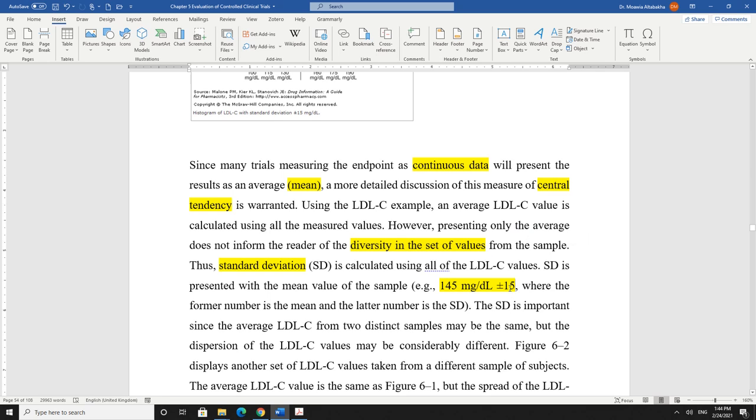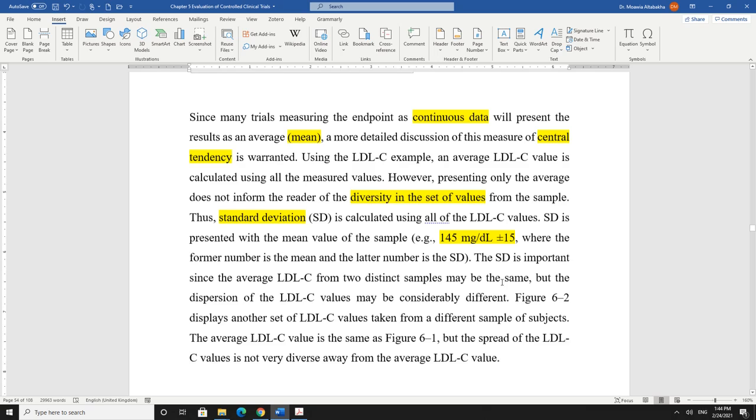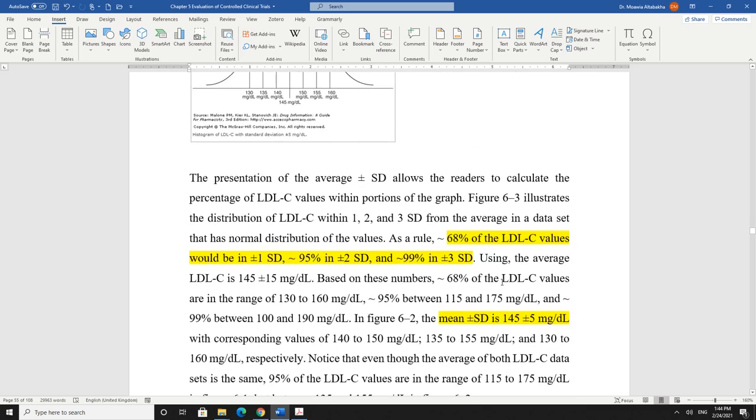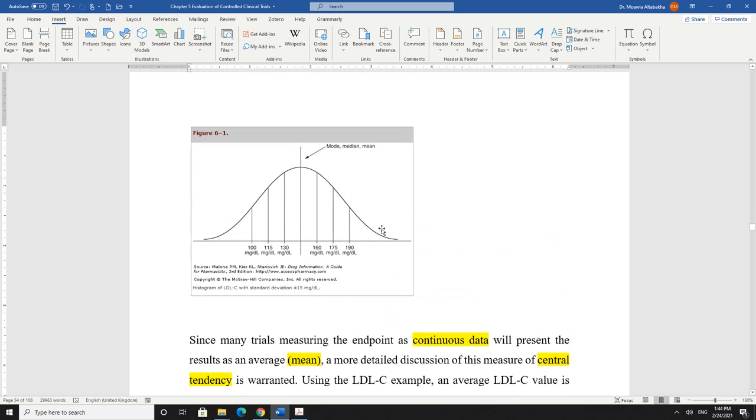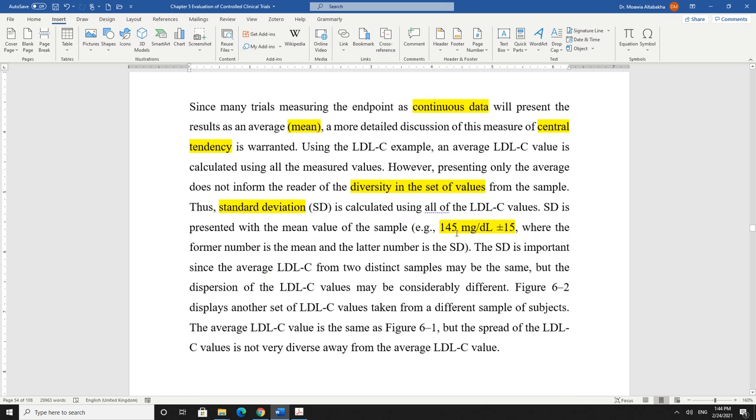Okay, it means if it is normal distribution, then assuming normal distribution, about 68% of the subjects in your group will be between 145 minus 15 and 145 plus 15, which means what? Which means 68% of the subjects in your group will be between 130 to 160. Okay? That's why it's based on normal distribution, because this is according to normal distribution.